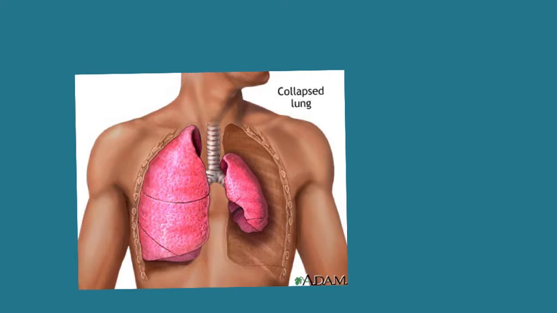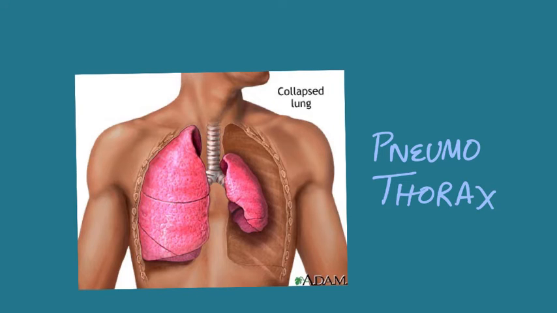Another name for the collapsed lung is a pneumothorax. Pneumothorax. Thorax meaning chest, and pneumos means air. So air has entered the chest cavity, and as a result, the pressure inside the intrapleural space has increased, and it is higher than intrapulmonary pressure, and that has caused this lung on the left side to collapse.